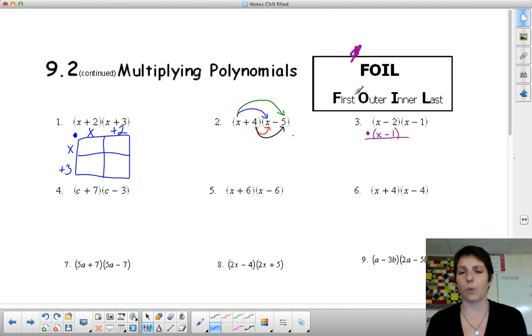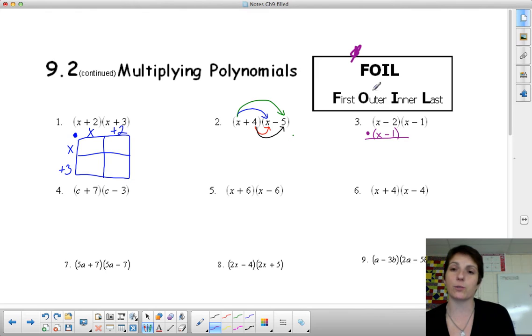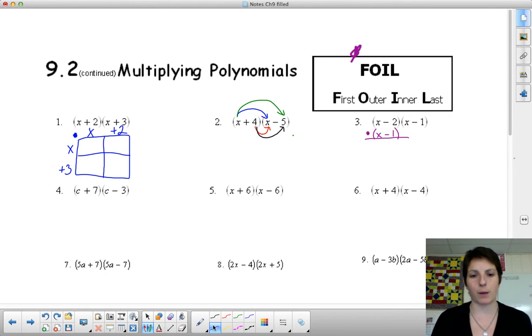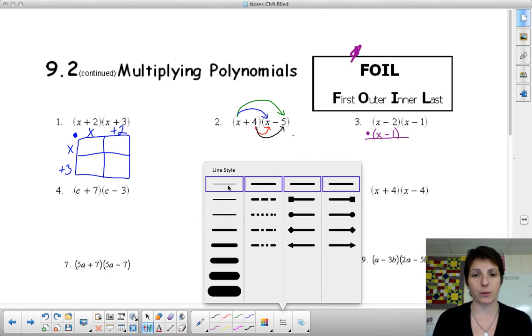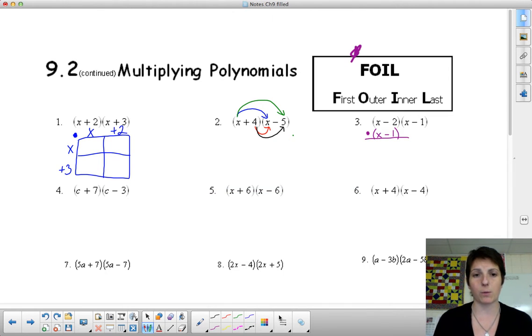When we talked about FOIL and that word, it tells us that we need to do 4 multiplications to make sure that we get our binomial times our binomial. So when we do these problems, we talked about 3 different methods. The first one was the box method. With the box method, because we have a binomial times a binomial, we can make a 2 by 2 box and then multiply.